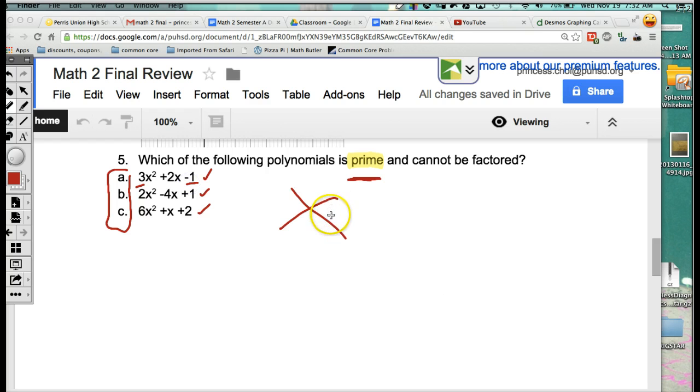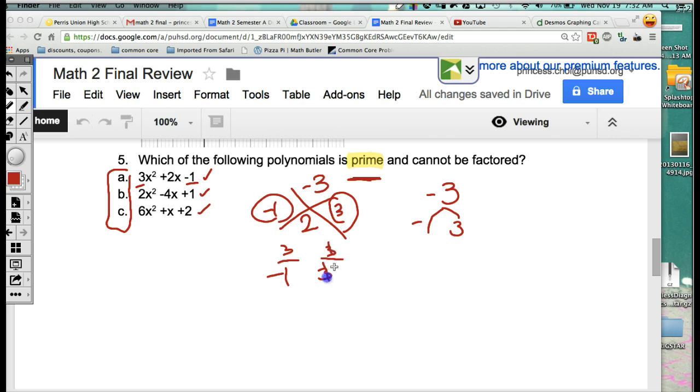3 times -1 is -3, and then 2 is at the bottom. So let's try to find factors of 3. 1 times 3. I think we could do it, right? Since this is a negative and when we add them we need a 2, we have our answer, -1 and 3. Does that mean this is prime? It is not prime because we just factored it. So we put the 3 on top, then the -1 and the 3, and simplify. So this is 3x minus 1 times x plus 1. A is obviously not the correct answer because we just factored it.